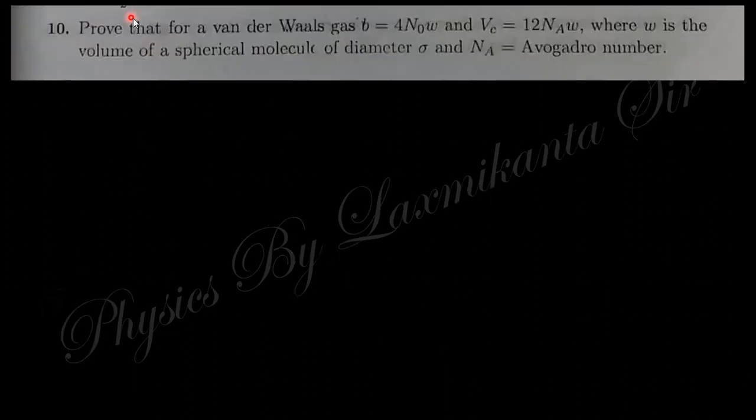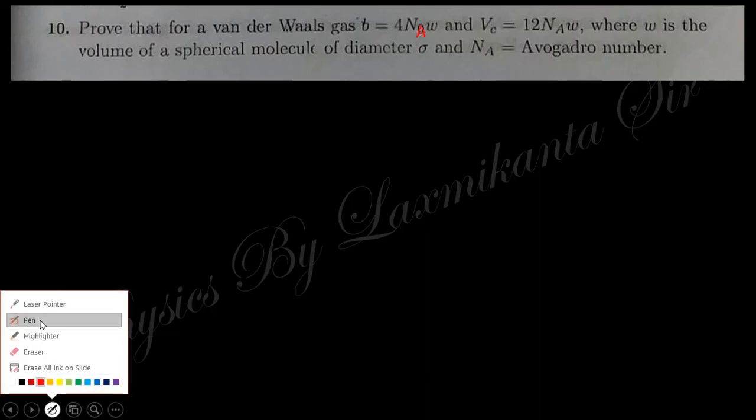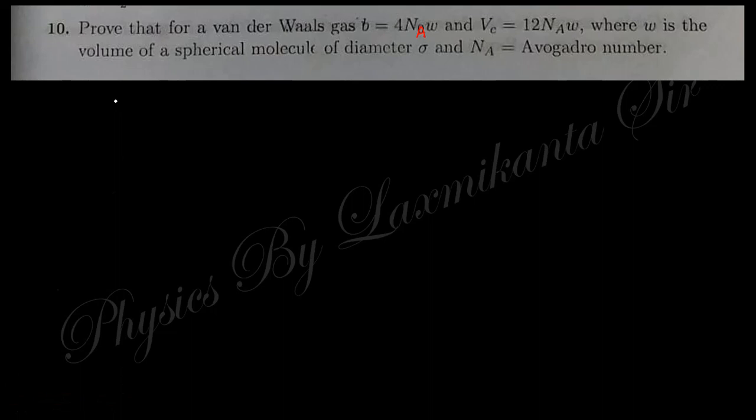Next question says, prove that for a van der Waals gas, b equal to 4 N0 omega, where Vc equal to this, where omega is the volume of a spherical molecule of diameter sigma and Na is the Avogadro number. So this must be Na, the Avogadro number. To prove that question, you just need to know about this correction.